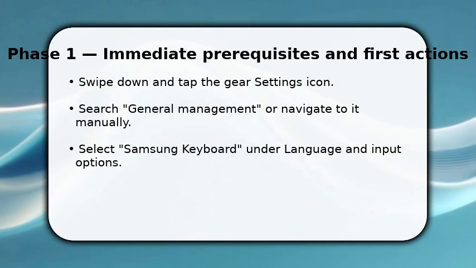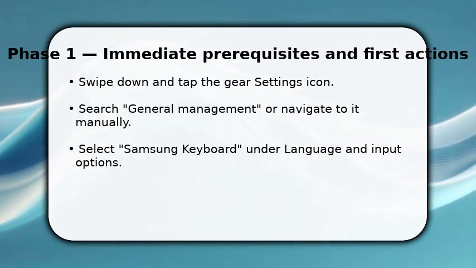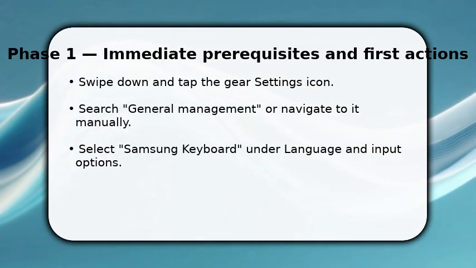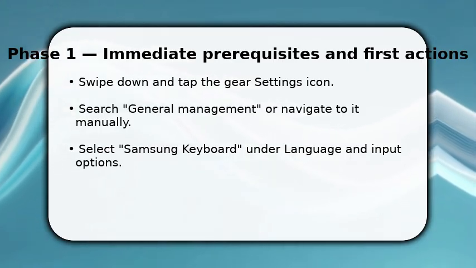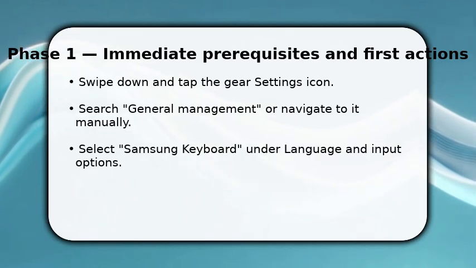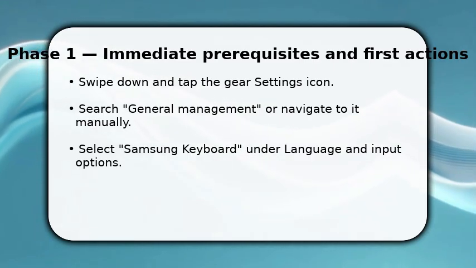You start by opening Settings. This gets you to System Input Controls quickly. Once done, tap General Management because Language and Keyboard controls live there. Make sure to select Samsung Keyboard under Language and Input. This is where Autocorrect lives.